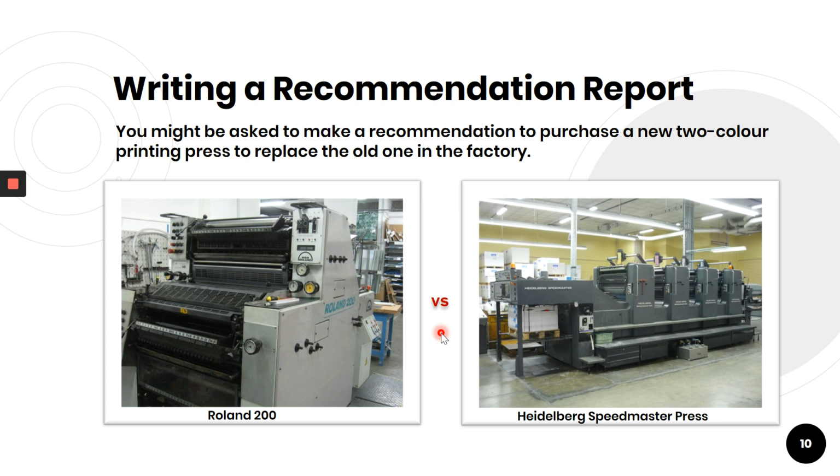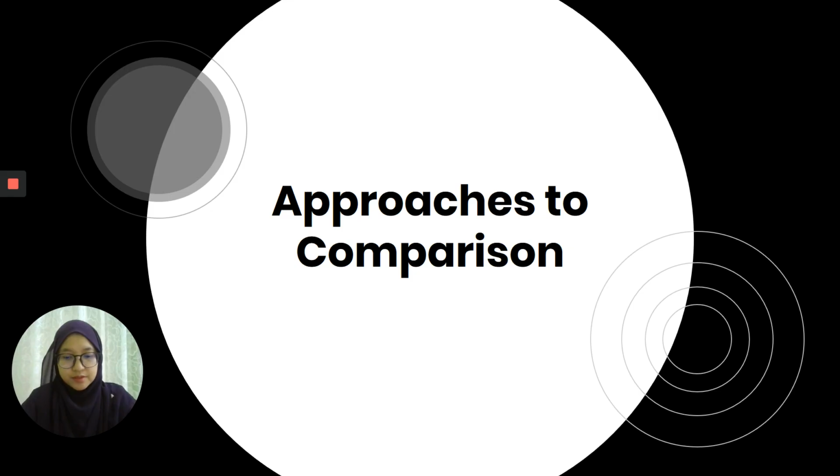So based on your analysis, you need to recommend the best option, either Roland 200 or Heidelberg Speedmaster Press, in the form of a written recommendation report. Now, we know that we have to compare in writing a recommendation report, right? Now, let's take a look at the types of approaches to comparison that we can use in writing our recommendation report.